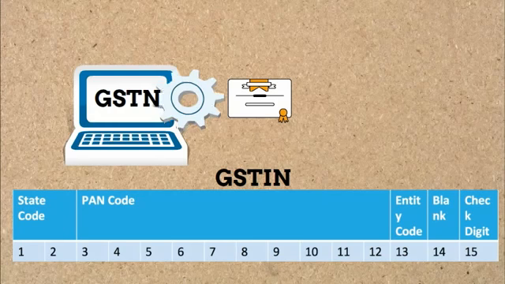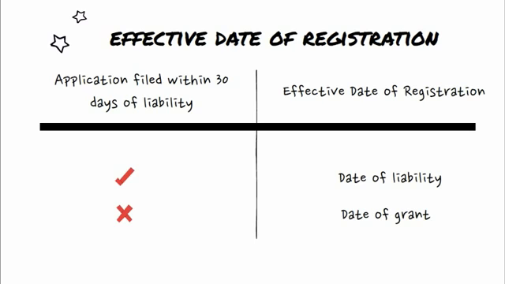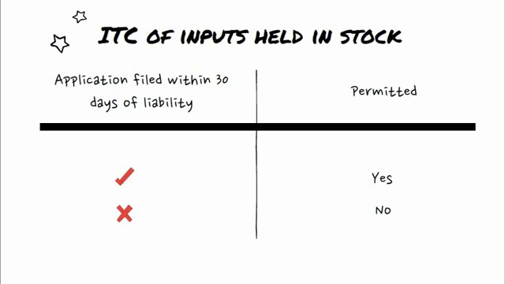If the registration is granted, the registration certificate is automatically generated by the GSTN and the taxpayer can download it from there. And this is how a GSTN looks. Few points with regards to effective date of registration. If the application is filed within 30 days of liability, effective date of registration is the date of liability, else it is the date of grant of registration. The input tax credit on inputs held in stock will be permitted only if the taxpayer has applied for registration within 30 days from the date he became liable for registration.